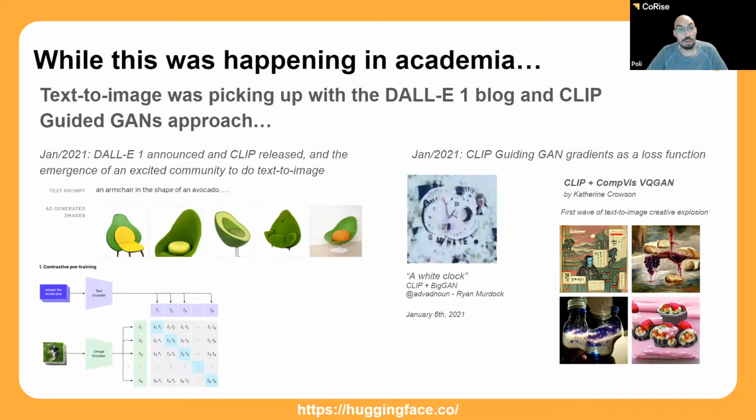So in January 2021, the DALL-E 1 blog post was out together with the CLIP blog post from OpenAI, and CLIP was released open source while DALL-E 1 wasn't. But with CLIP, people were using CLIP to guide gradients for GANs, using CLIP as a loss function, and that was already enabling a creative explosion for text-to-image.